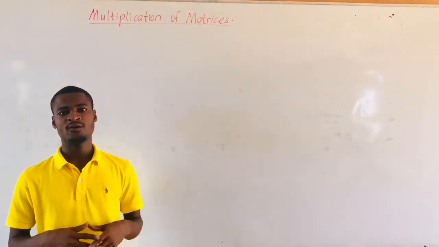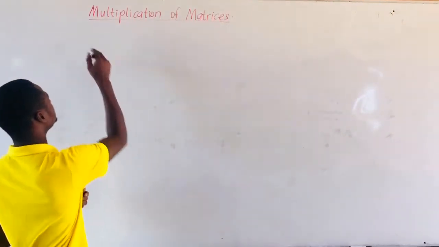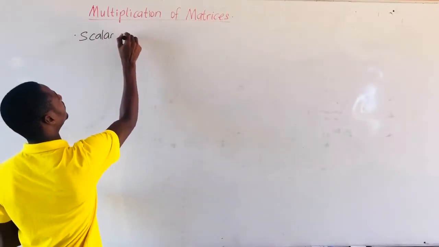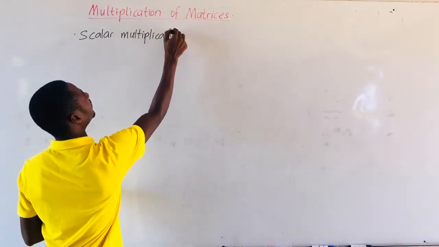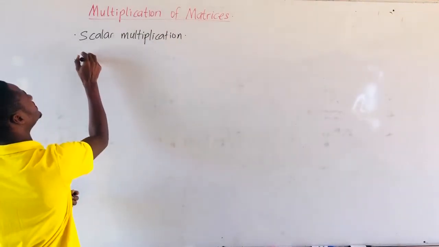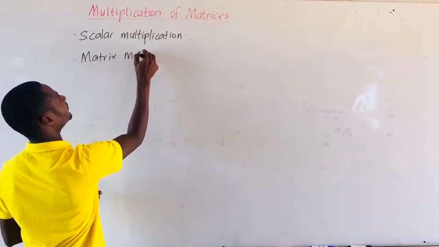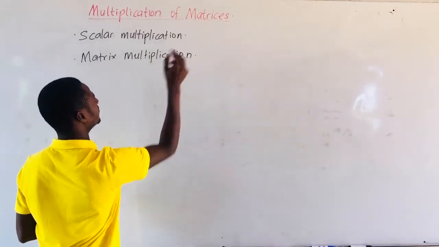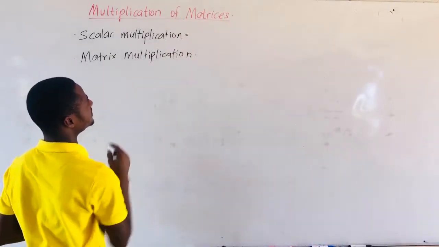There are two types of multiplication of matrices. One is the scalar multiplication, and the other is matrix multiplication. Let's first look at the scalar multiplication of matrices.